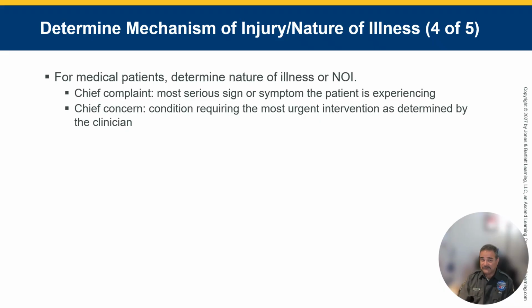Other things too, medical patients, we need to determine that nature of illness. What is their chief complaint? And we want to know what is the most serious sign or symptom that the patient's experiencing. Chief concern, the condition that needs the most urgent intervention as determined by the clinician. Otherwise, whatever that chief complaint or chief concern, the most important one, whoever's in charge is going to make that decision. So if the patient says, I'm kind of short of breath, but my chest really hurts, it's bad, then the chest pain would be the chief concern of that patient. It would be the worst presenting symptom of the patient.